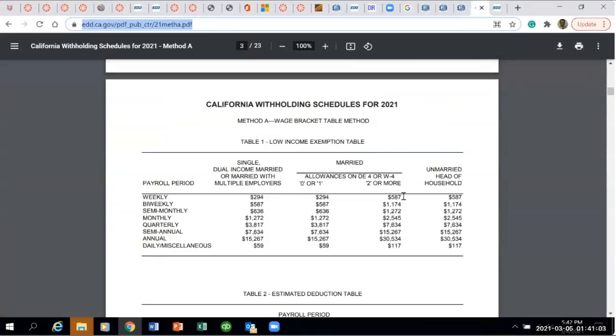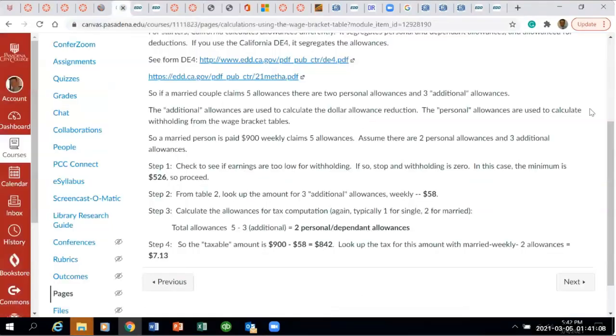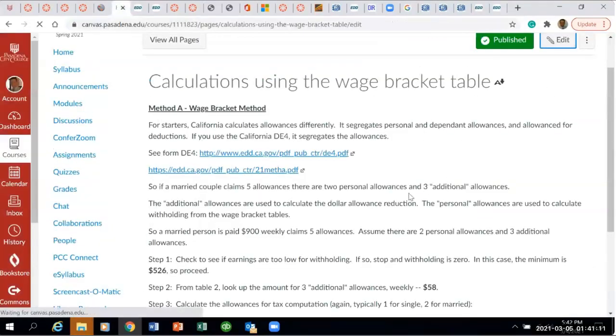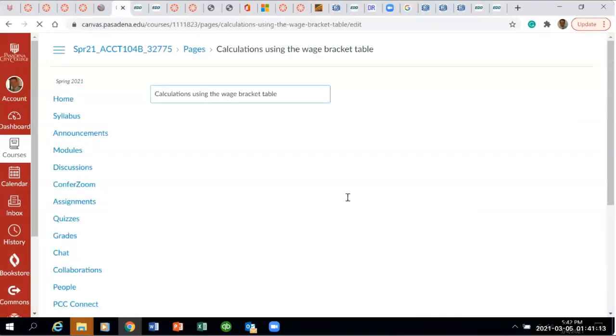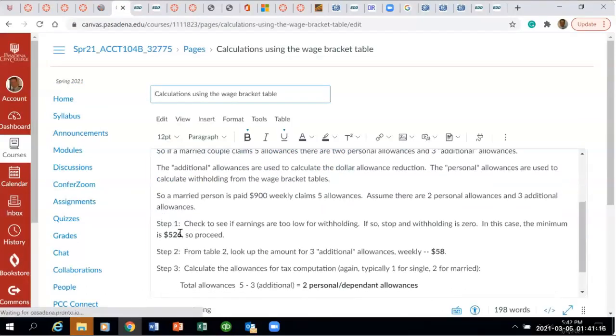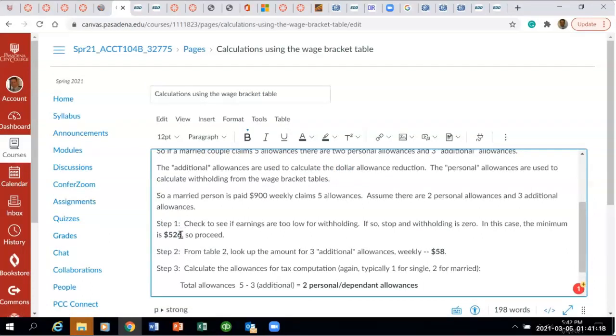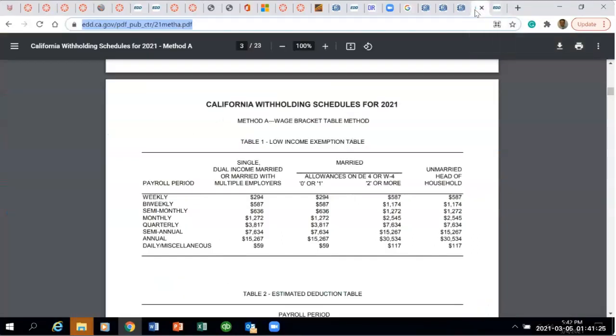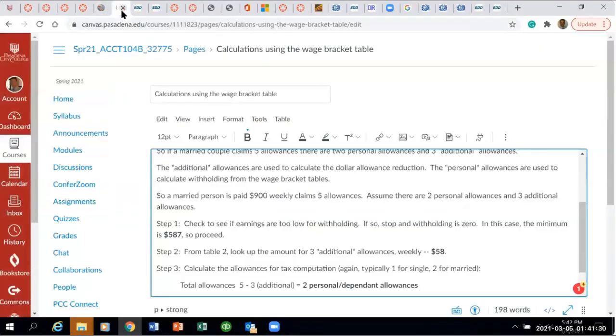The minimum is 587 based on the 2021 version. So I'm going to change that a little bit. Let's edit that. It was 528. I believe I changed this, but the reason I'm wrong is because I looked at the wrong one. 587. So that means 900 is more than 587. We're going to just skip step 1.